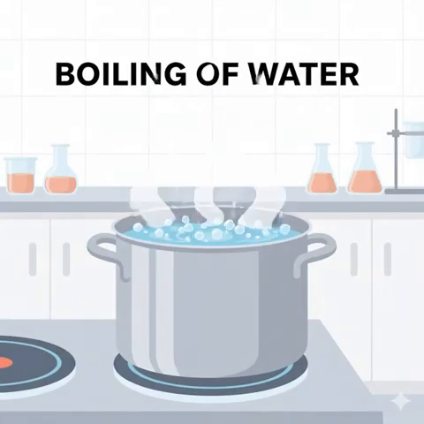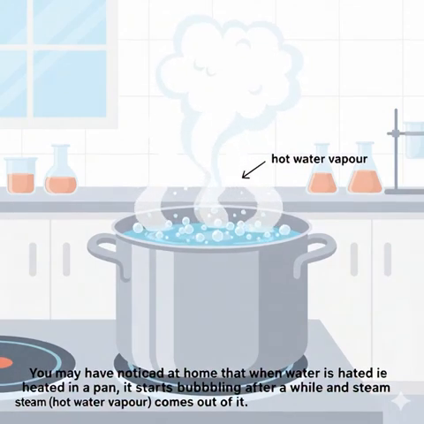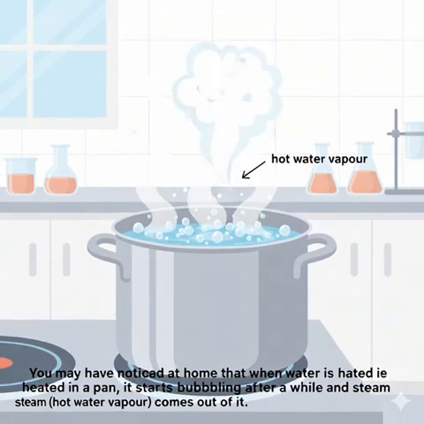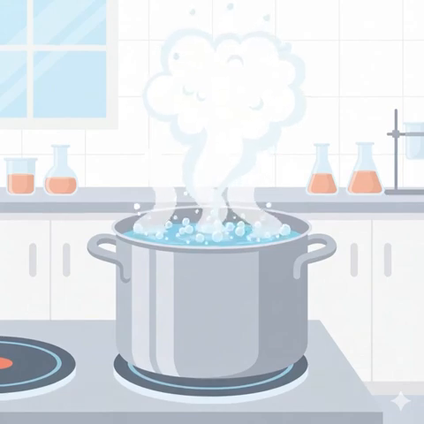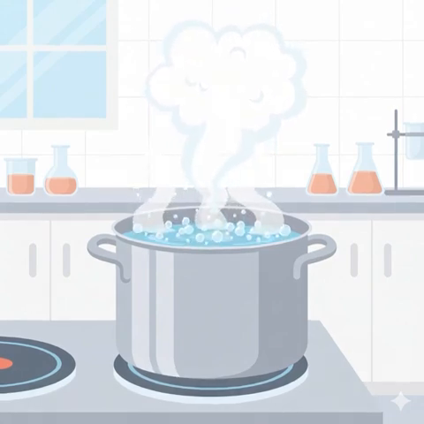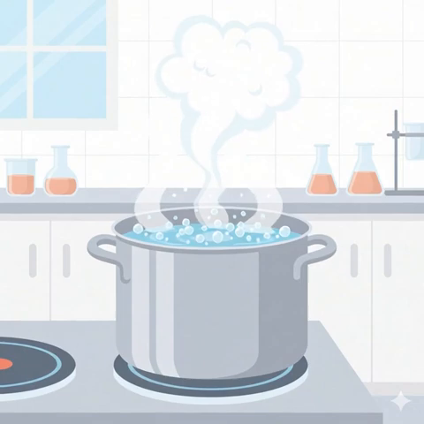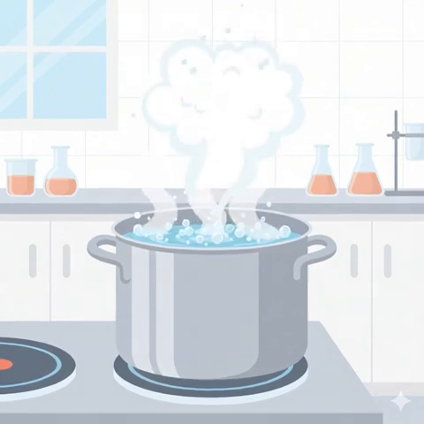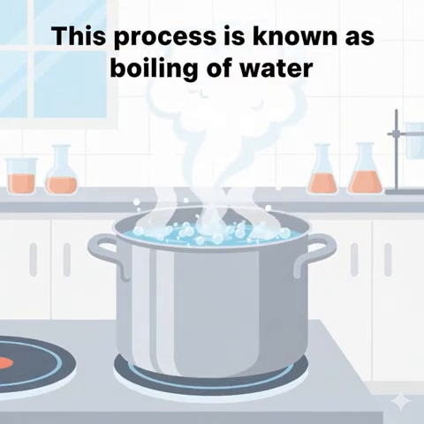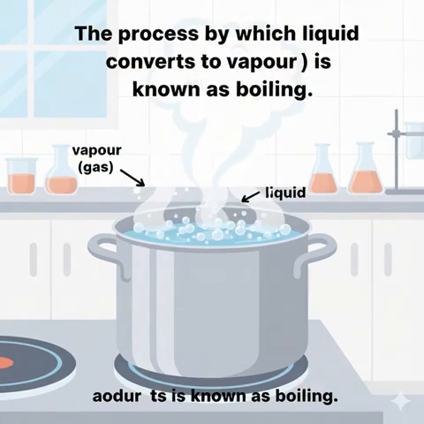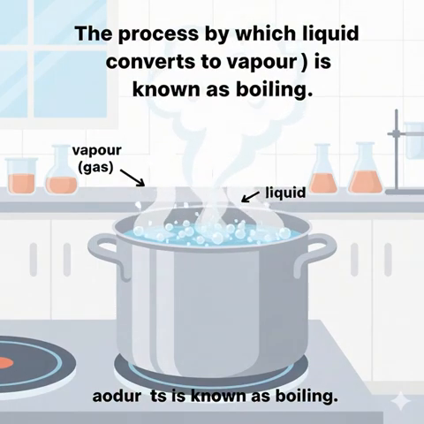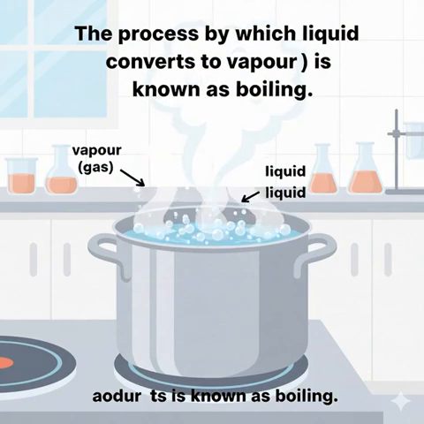Boiling of water. You may have noticed at home that when water is heated in a pan, it starts bubbling after a while and steam, hot water vapor, comes out of it. This process is known as boiling of water. The process by which a liquid converts to vapor, or gas, is known as boiling.